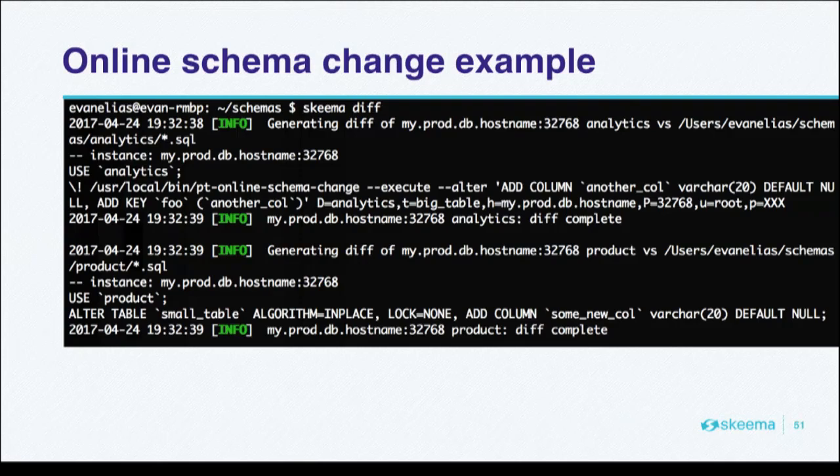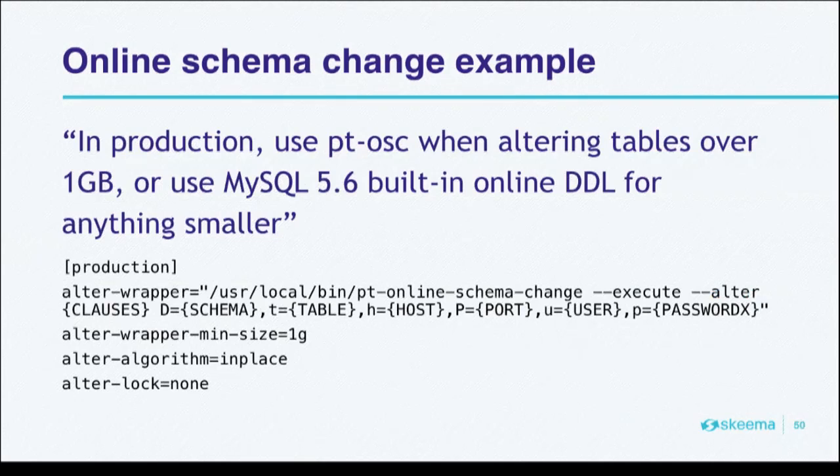So for the larger table with that config on the previous slide, it's basically taking that command line to run pt-online-schema-change specified here, and it's plugging in the right values for the alter clauses, the schema name, the table name, host, port, user. Password X basically passes the password through, but in standard out, it just spits out X's so that you're not putting your passwords on standard out.